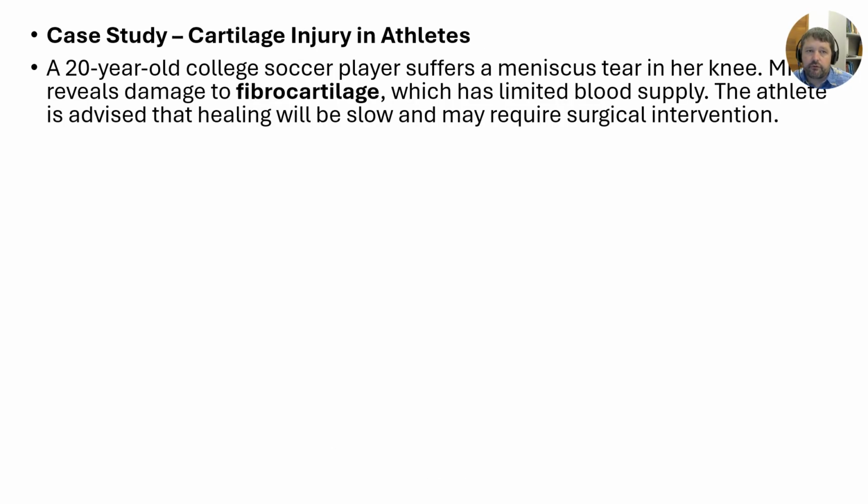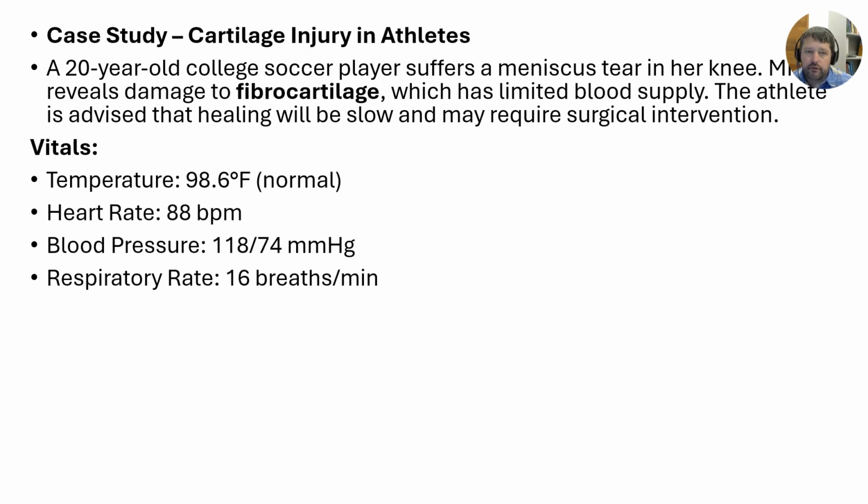Okay. First off, I want to talk about a case study, and this is why learning things about histology might be important for an allied health individual to know, like what's the timetable for something like an injury. So let's say there's a 20-year-old college soccer player, and she suffers a meniscus tear in her knee, okay? And the MRI reveals that she damaged the fibrocartilage. Again, this is an example. I don't expect you to know too much about this. You will by the end of the lecture. That fibrocartilage has very limited blood supply, so the athlete is advised that healing will be slow and may require surgical intervention.